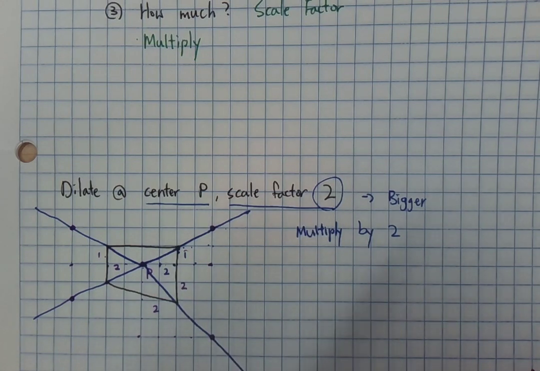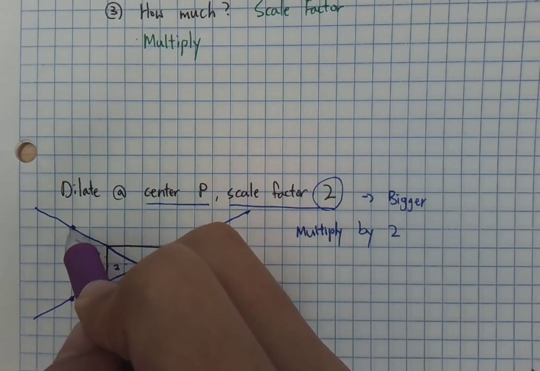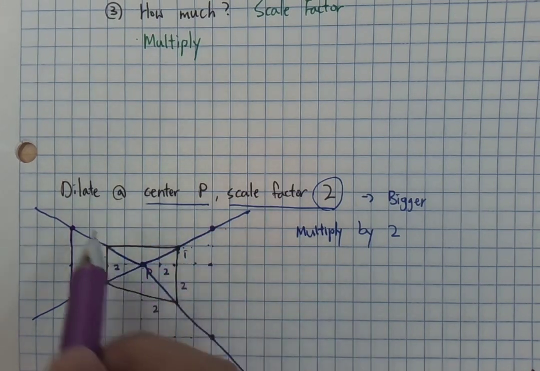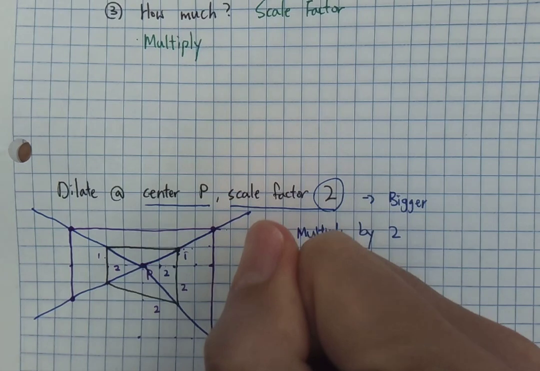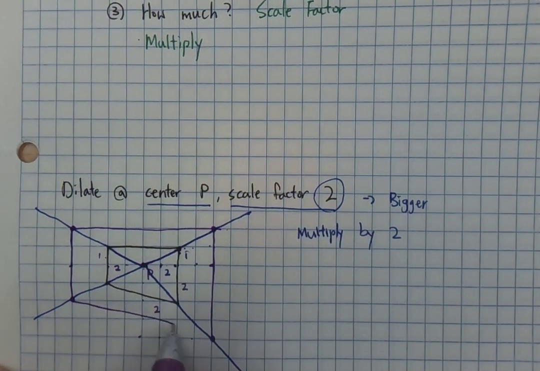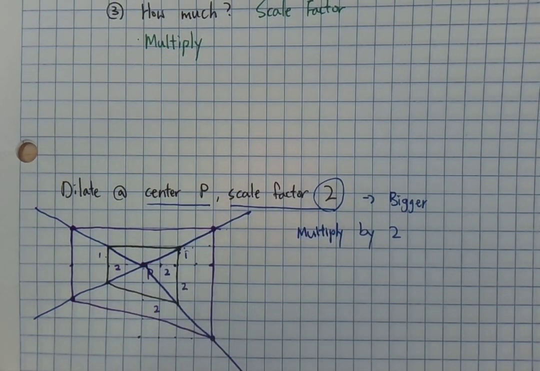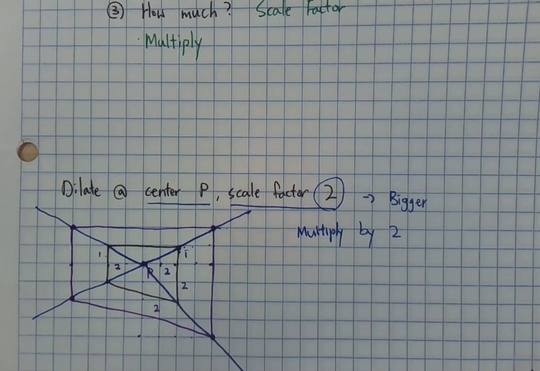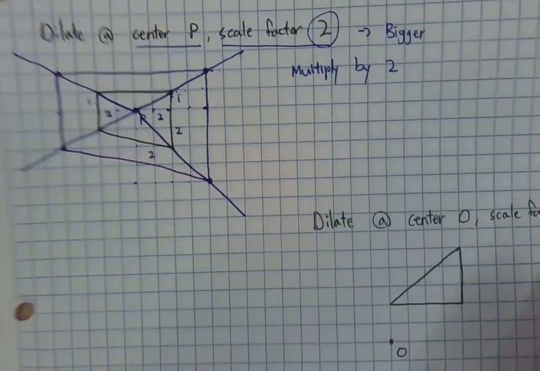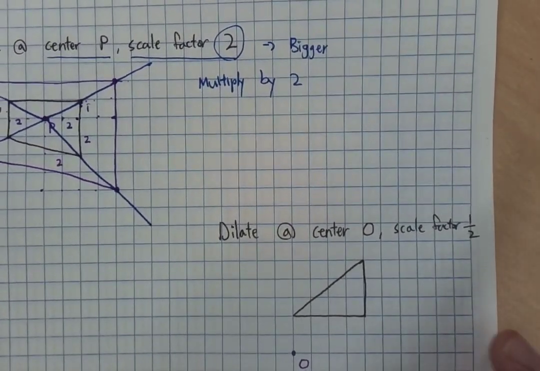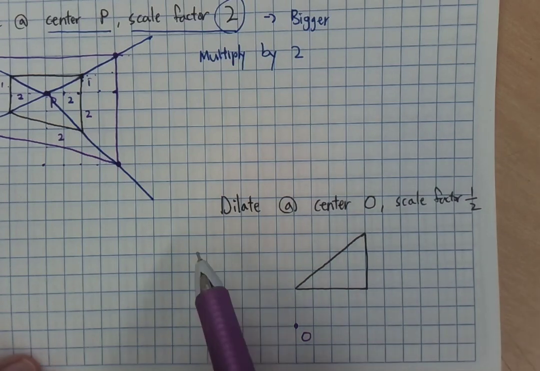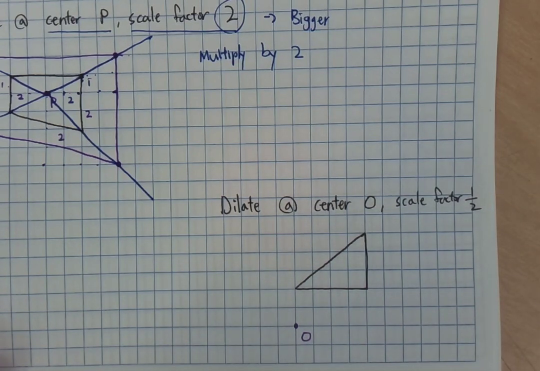Once you find all the vertices of a shape, you just need to connect them. And we have this dilated image with a scale factor 2 at center P. Okay. Now let me show you one more example with scale factor that's less than 1. And this time I have a center outside of a shape.